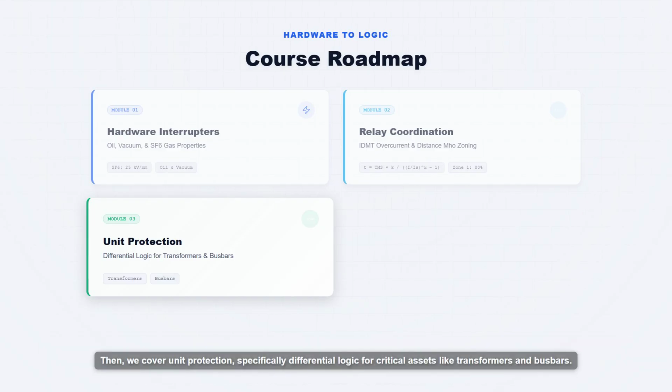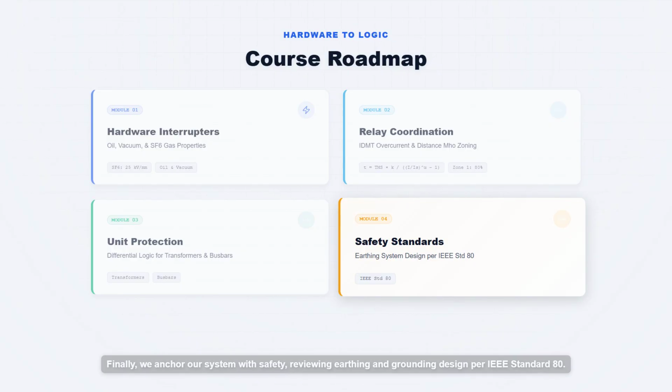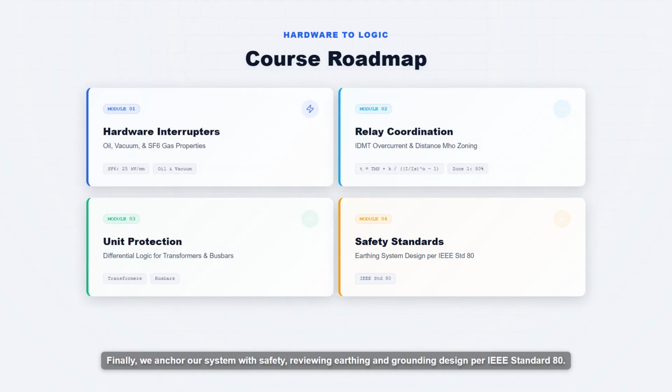Then we cover unit protection, specifically differential logic for critical assets like transformers and bus bars. Finally, we anchor our system with safety, reviewing earthing and grounding design per IEEE Standard 80.